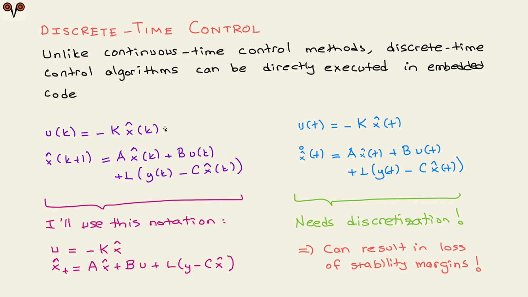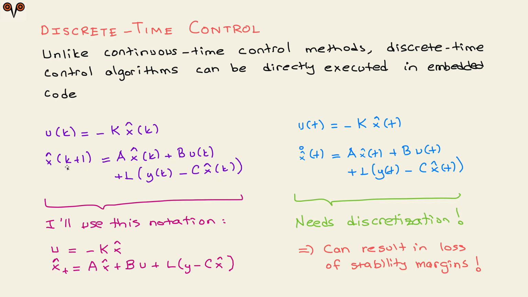This is the discrete time equivalent version of the continuous time method, u k equals minus k x hat. k is the time instant. It can be 0, 1, 2, 3, 4, and it goes as k goes to infinity, similar to time going to infinity. Basically, in this case, the next iteration of x hat will be the right hand side. So instead of having dots, the next iteration will depend on the previous iteration like this.